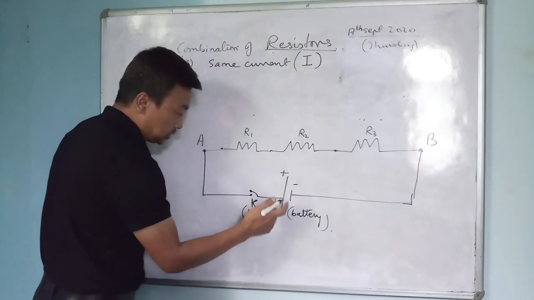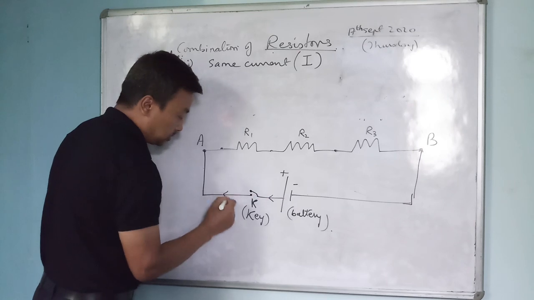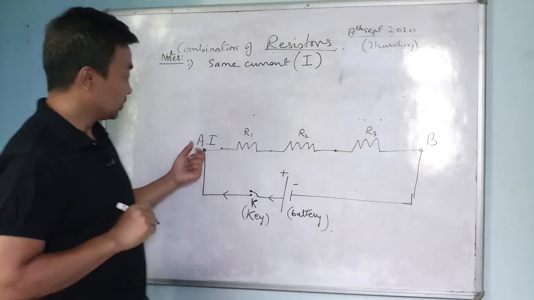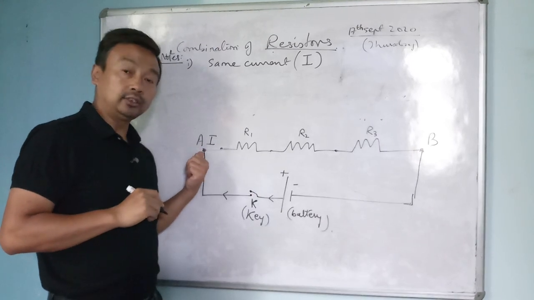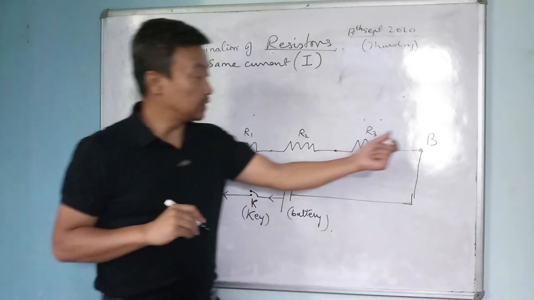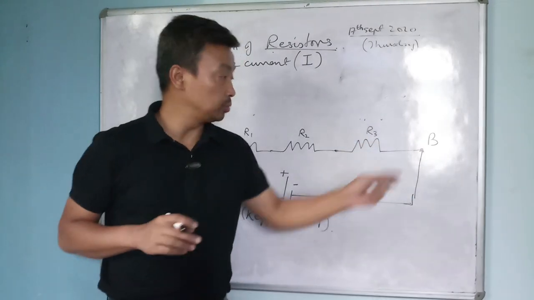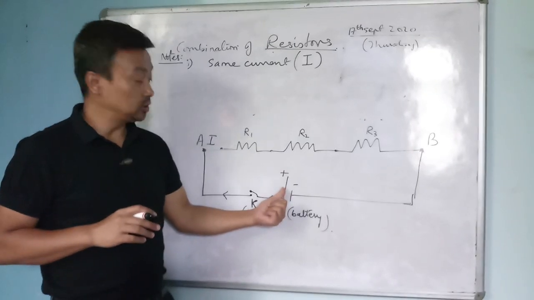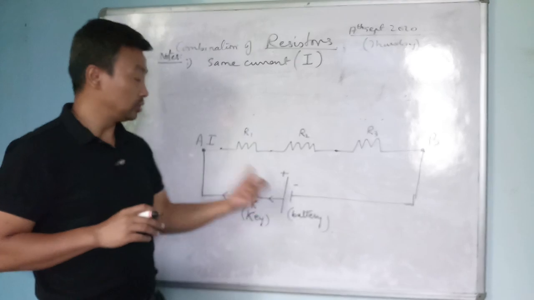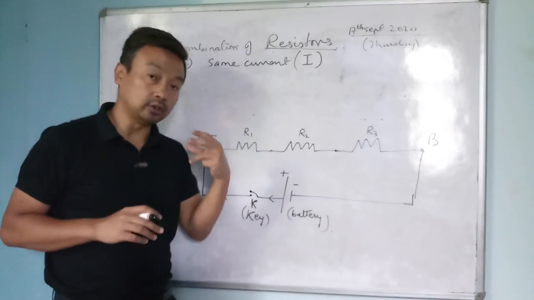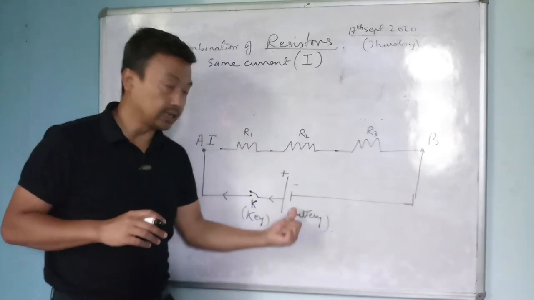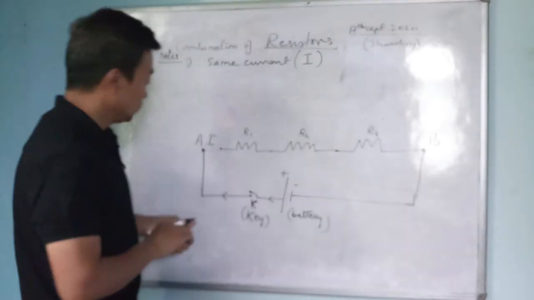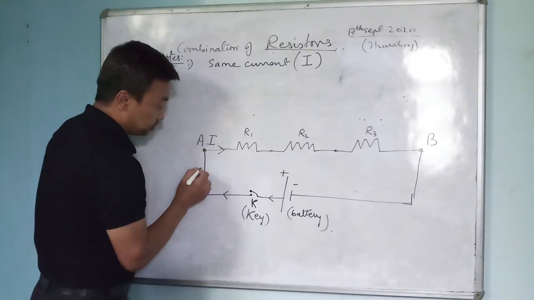Now if you see that from this positive terminal, the current I is coming. When the current reaches the terminal A, since this end is at the higher potential and B is at the lower potential, because it is connected to the positive terminal of the battery. At the positive terminal it is always at the higher potential, and at the negative terminal it is always at the lower potential. So the current I is coming here.